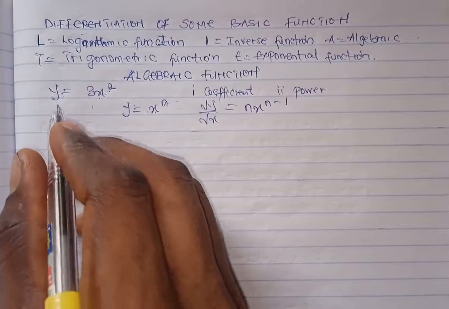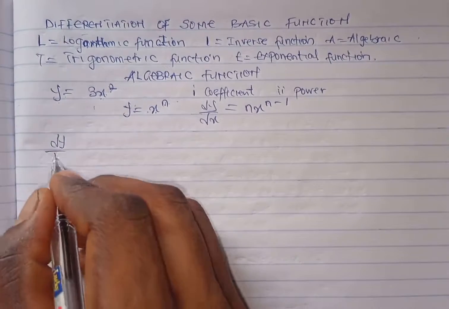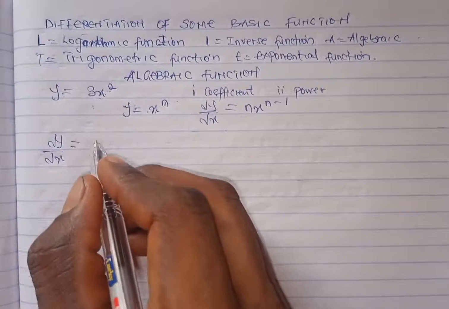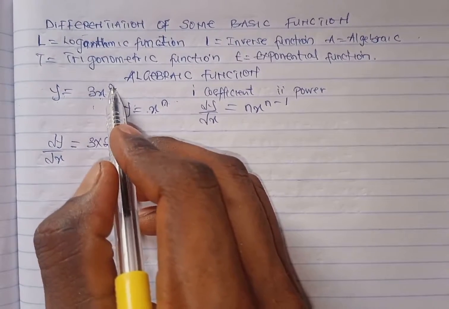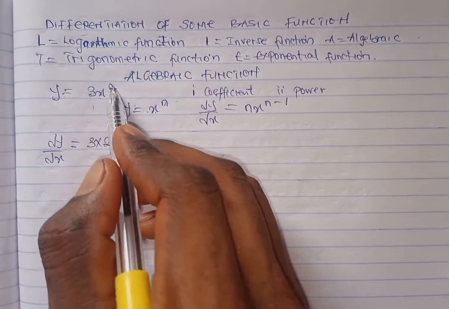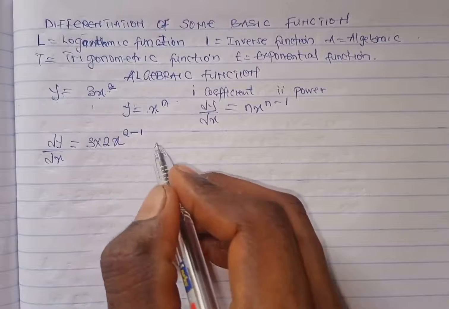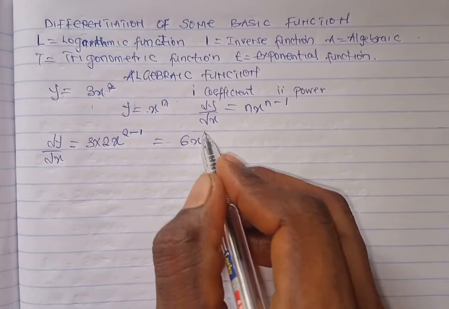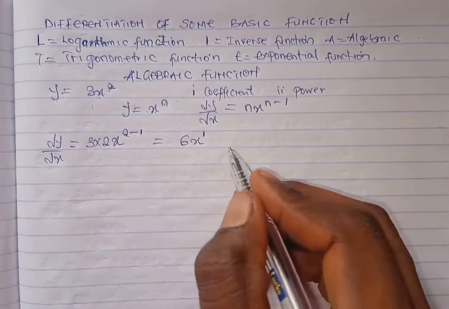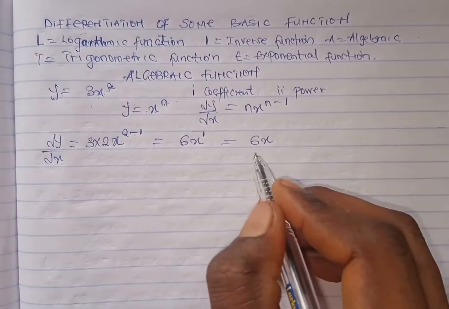So let's take this example: y is equal to 3x squared. The derivative will give you 3 times 2, because the power is 2, so it's the coefficient multiplied by the power. Then x, and you subtract 1 from the power, which gives you 6x raised to the power of 1, because 2 minus 1 is 1. And x raised to the power of 1 is still x, so it's going to be 6x. It's as simple as that.